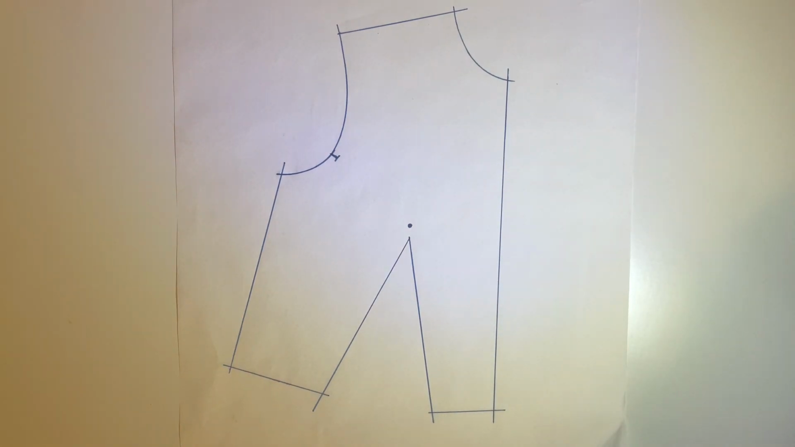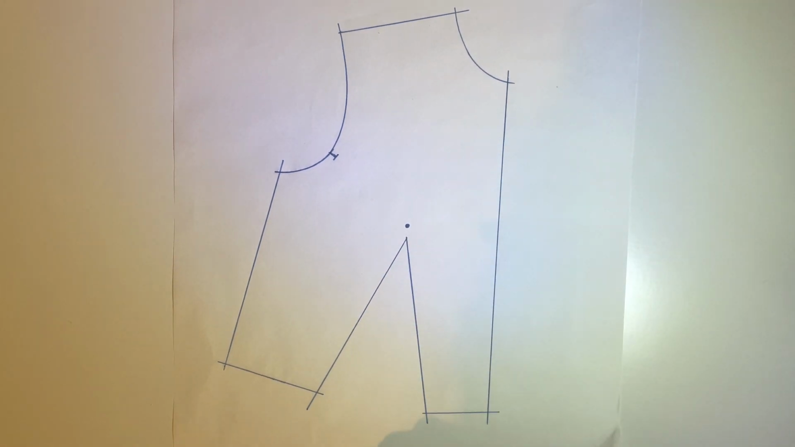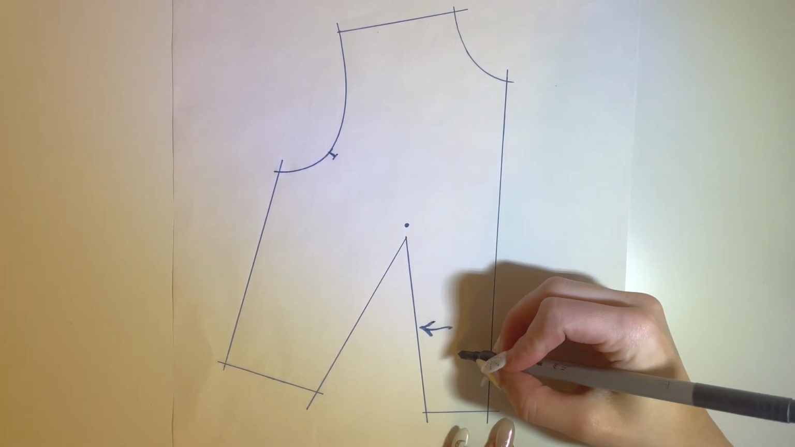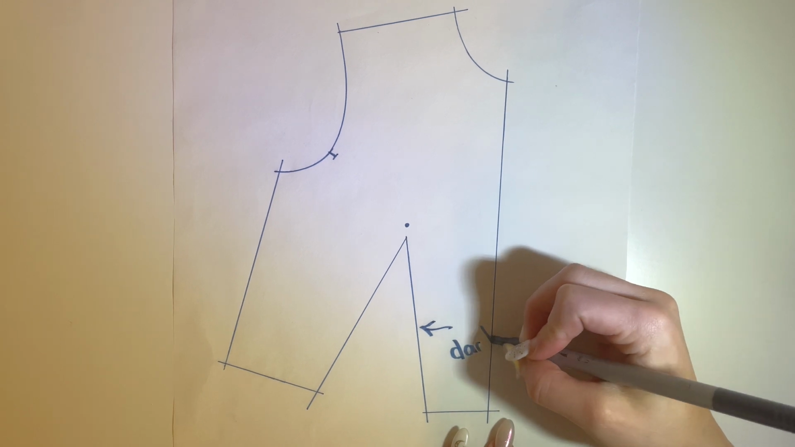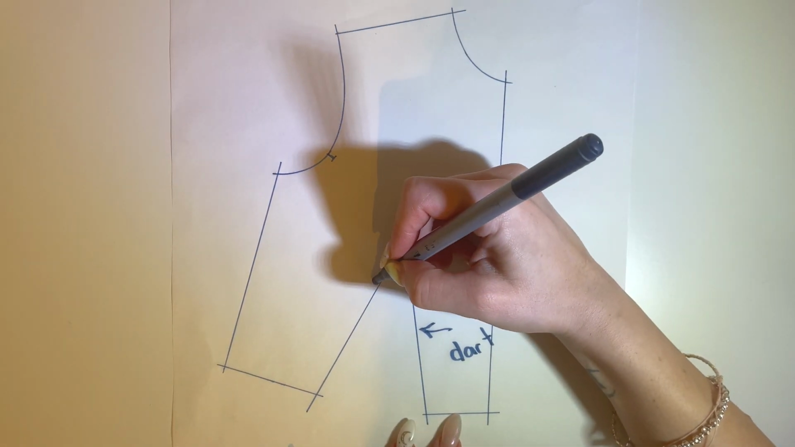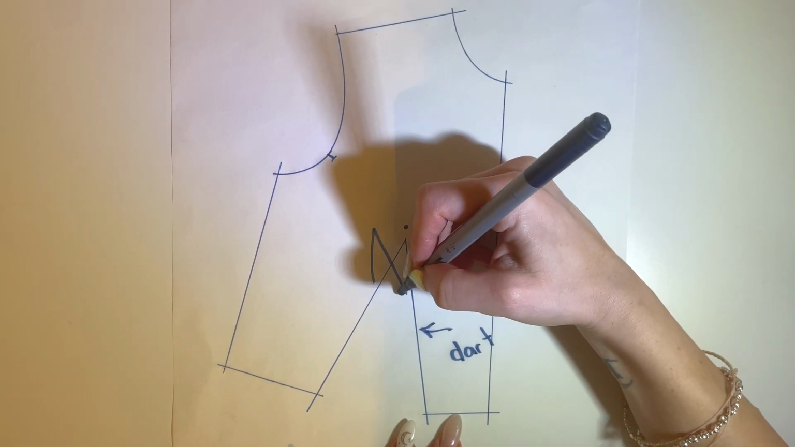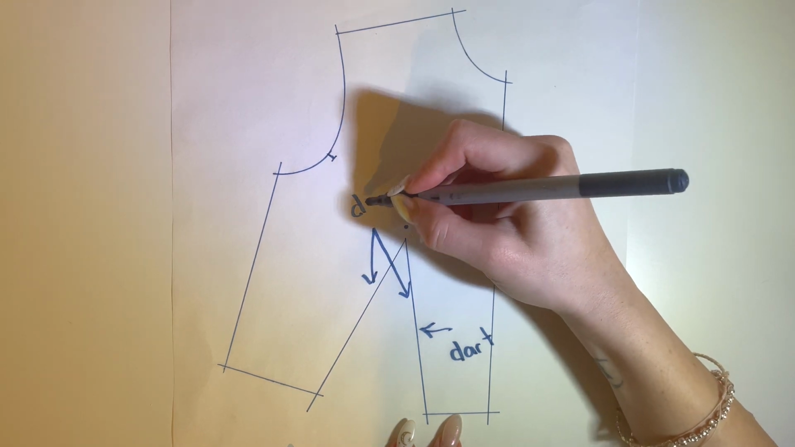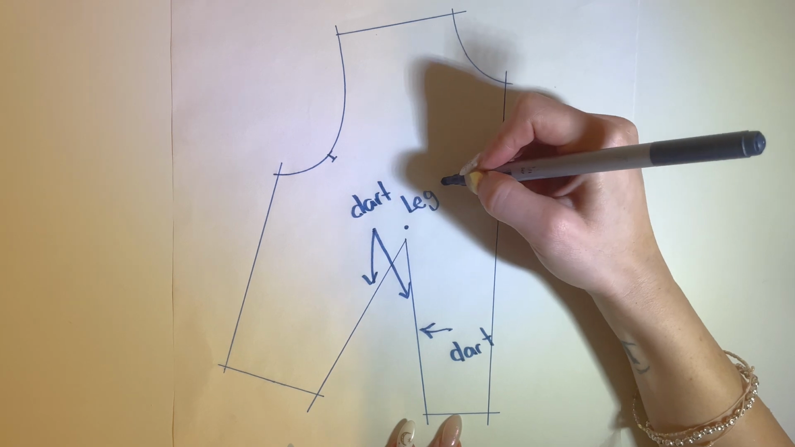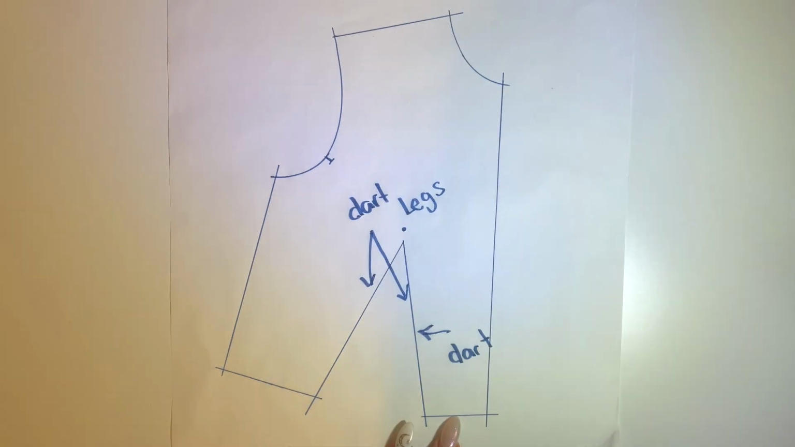So this is our single dart bodice block for the front, and I'm going to be going through the dart and what it's used for and the different parts and names. To start off, this triangular shape right in the middle here is our dart, and this is used to control the fit of a bodice and create shape out of the flat fabric. Now, our dart has legs, so these two lines that make up the triangle are our dart legs, and these are what actually get sewn together to create the fit.